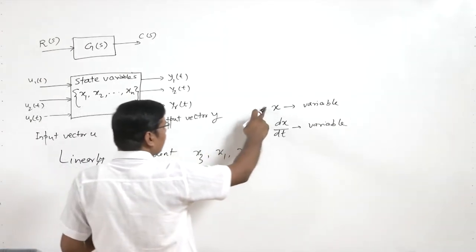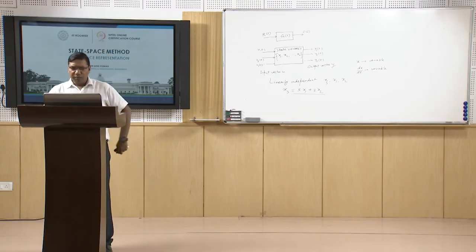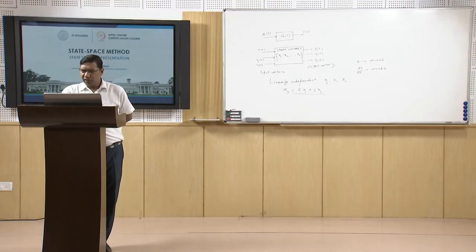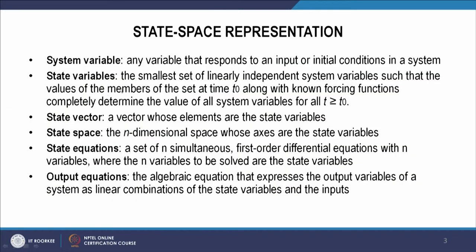So therefore these both could be state variables. The smallest set of linearly independent system variables, such that the values of the members of the set at time t0 along with known forcing functions, completely determine the value of all system variables for all t greater or equal to t0. So if at any time t0 we know the values of these state variables and the forcing functions, we can completely know the value of all the system variables.